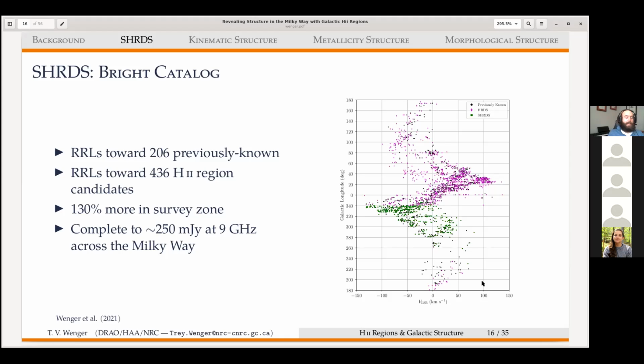And some back of the envelope analyses in this paper suggested that the H II region sample is complete to about 250 millijanskis continuum flux density across the Milky Way galaxy. So I think for the first time ever, we have a flux limited sample of H II regions in the Milky Way. And so this is going to allow us to do some really cool science, I think. Here on the right, this is the longitude velocity diagram now. In magenta are our northern sky H II regions, and in green are our southern sky H II regions. And we have just discovered so many new H II regions that you can't even see the original sample on there anymore. It's pretty fun.